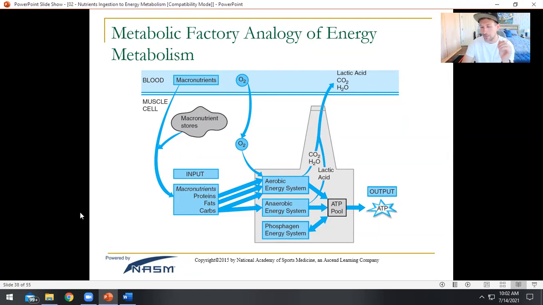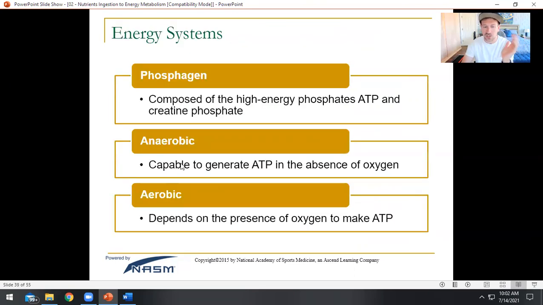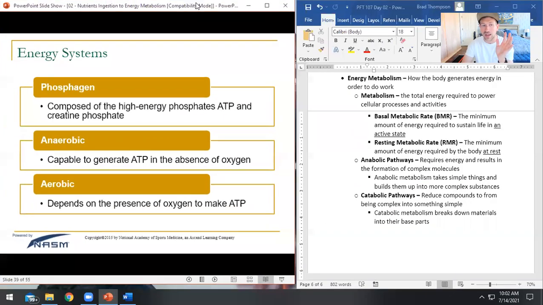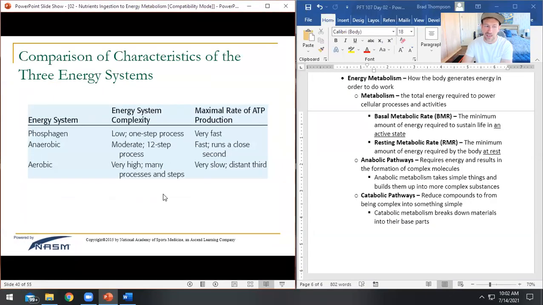Your aerobic pathways are taking that lactic acid and actually using it, but we're not seeing that in the picture here. Basically, proteins, fats, and carbs can all go through the aerobic system and spit out some ATP. Anaerobic is able to generate ATP in the absence of oxygen. Aerobic requires the presence of oxygen to generate ATP.